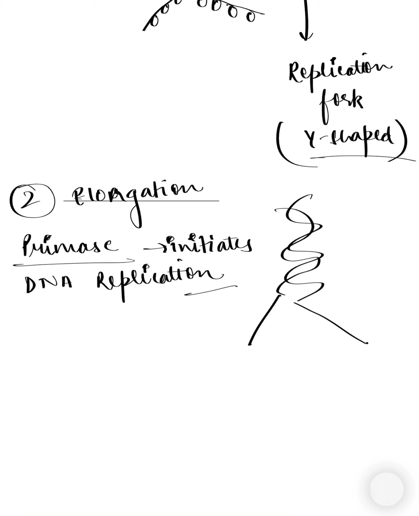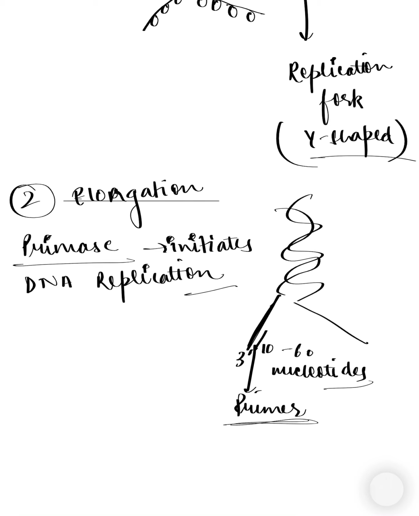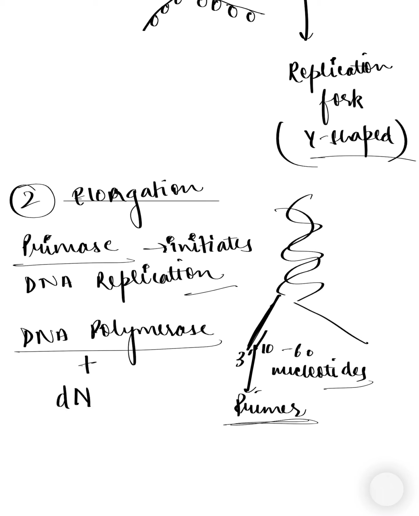So at the 3' end of the replication fork, it adds certain 10 to 60 nucleotides. These short nucleotide stretches are called primer. So a primer is being added. This provides the initiation point for the DNA polymerase enzyme to polymerize, to add more nucleotides with the help of deoxynucleotide triphosphates that we studied in the enzyme sections.